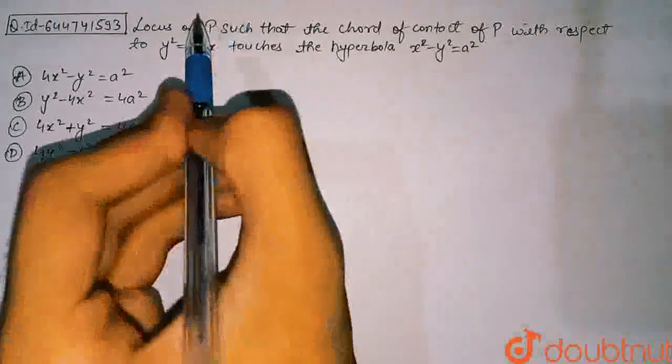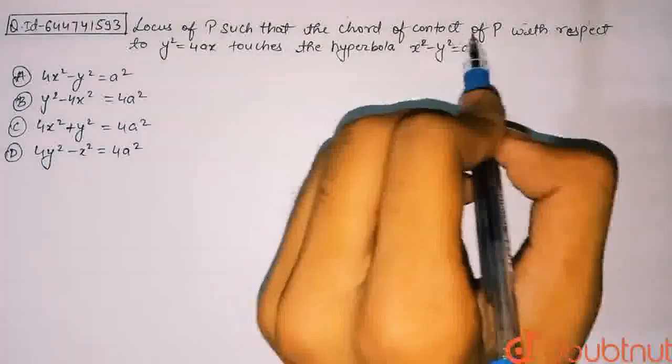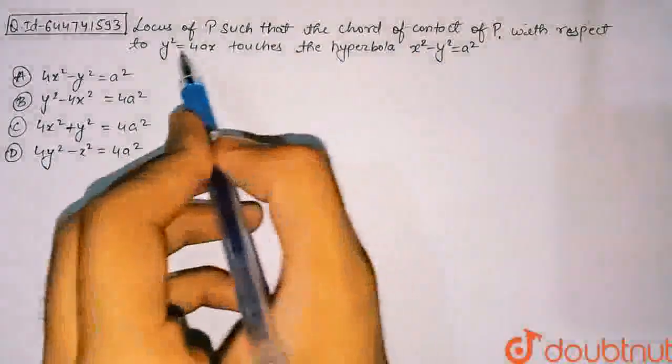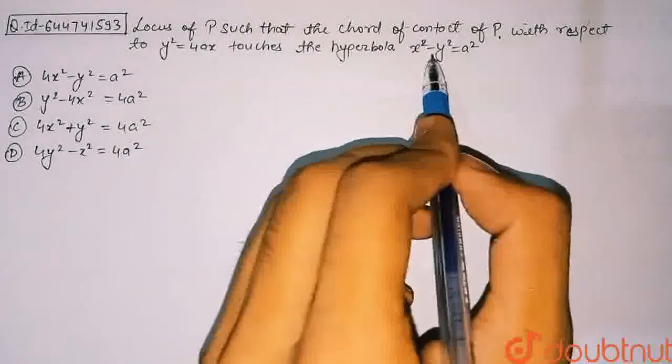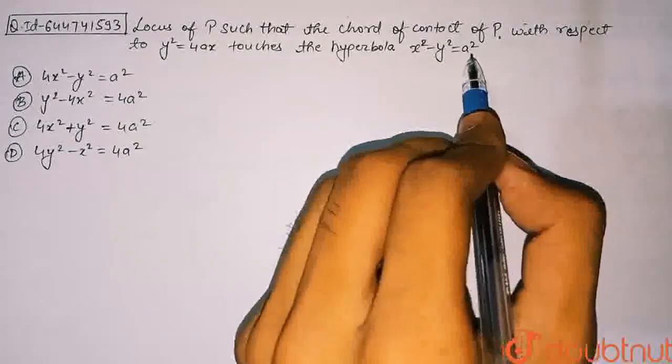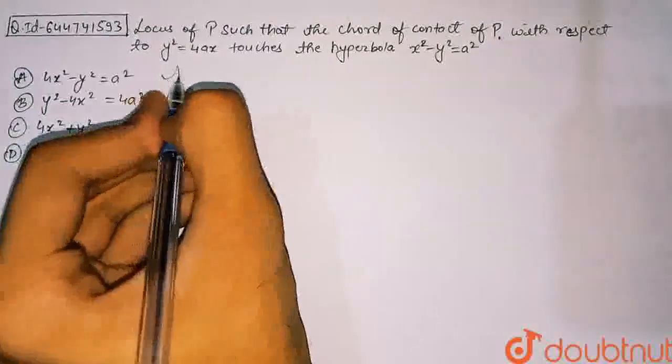Hello students, let's discuss the question. Locus of P such that the chord of contact of P with respect to the parabola y square equal to 4ax touches the hyperbola x square minus y square equal to a square. So let's begin with the solution of this question.